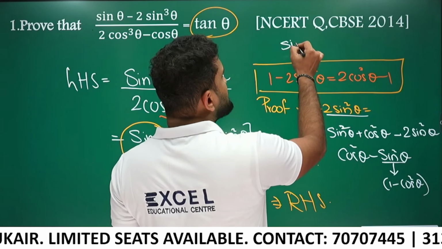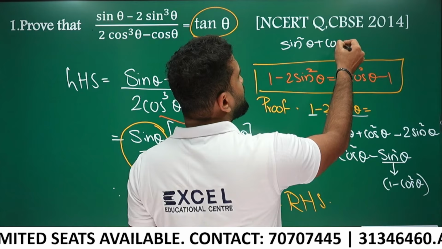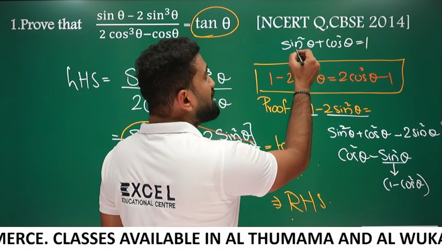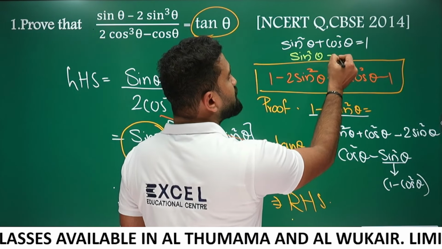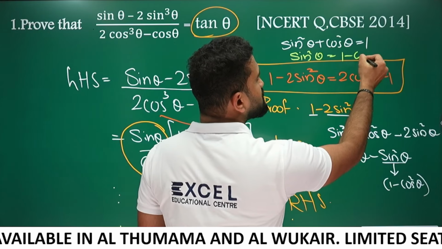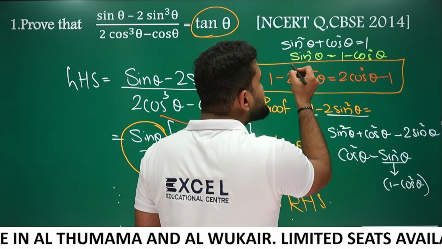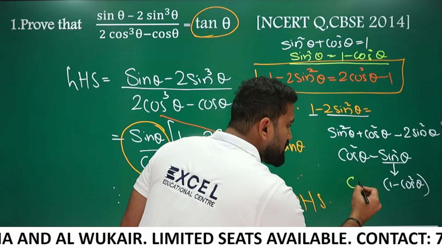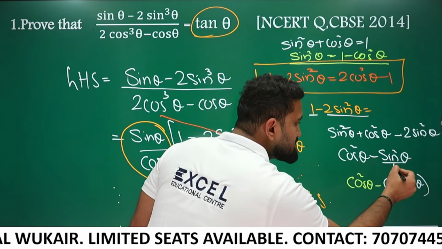See, we learned that sine square theta plus cos square theta is equal to 1. From this expression, the value of sine square theta is equal to, take this cos square here, 1 minus cos square theta. This is the thing which you are substituting here, 1 minus cos square. So this will become cos square theta minus this person.